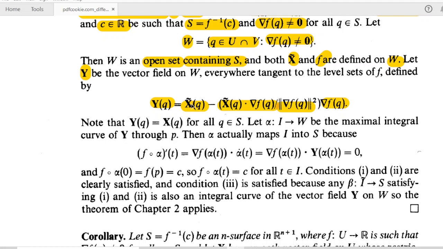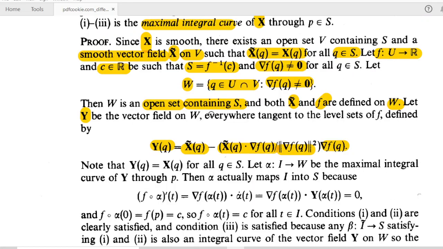Capital X is the restriction of X tilde. Okay, so we know that. Now note that Y bar of Q equals X bar of Q for all Q belonging to S. Why is that?